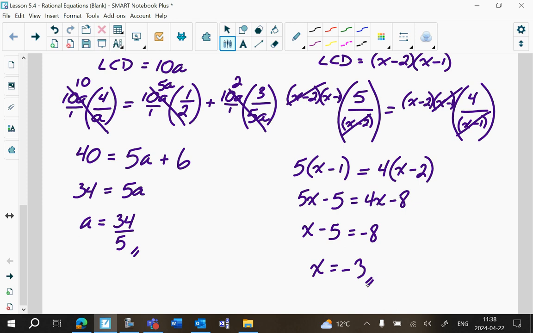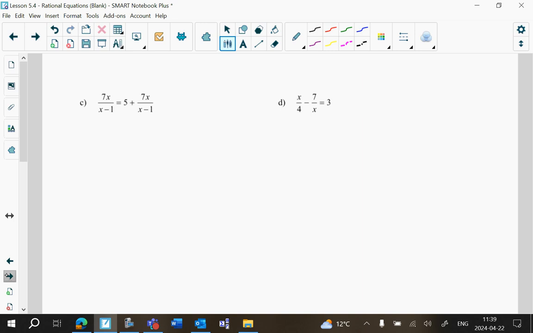Okay? Next one. Okay, I see binomials here and here, so I'm just going to remind myself to group them. Restrictions or non-permissible values, x cannot be 1. What's the LCD? Sorry? X minus 1, right? The LCD is x minus 1.